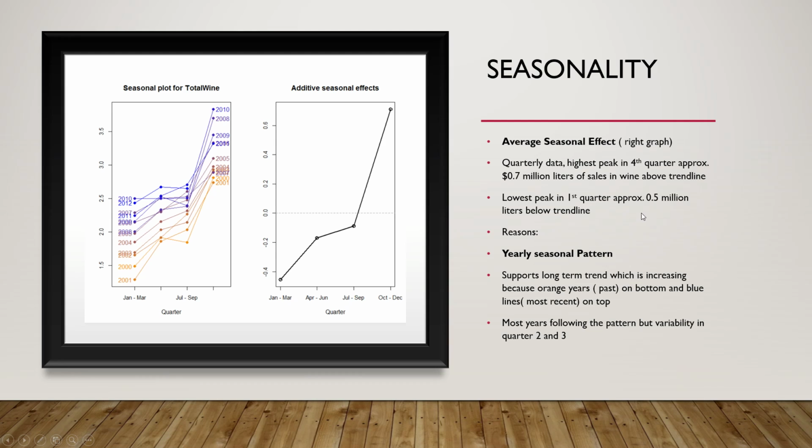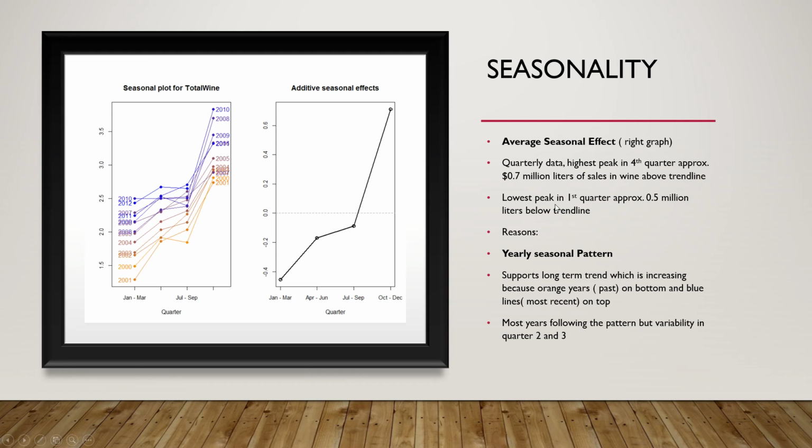So in there you would talk about the highest peaks and lowest troughs. It's quarterly data, so the highest peak in this particular data is in the fourth quarter at approximately 0.7 million liters of sales of wine above the trend line. So you've got to use units. You've got to make sure that if it's quarterly or monthly data, you talk about that.